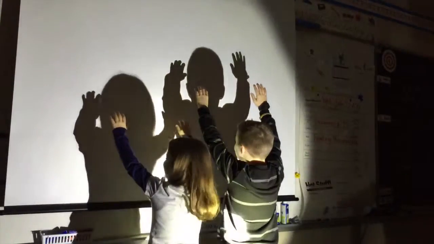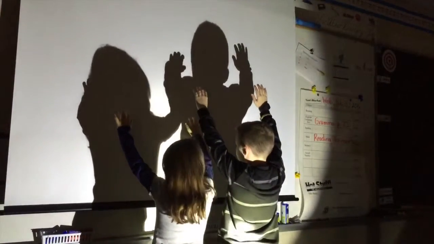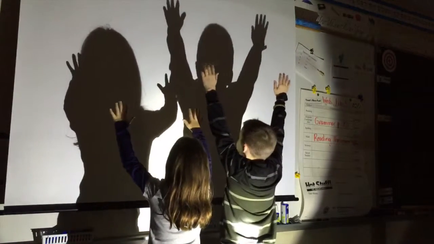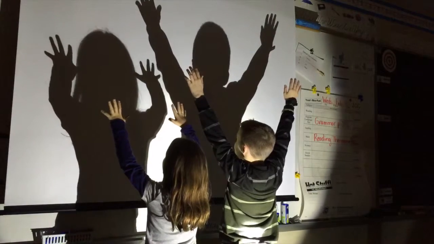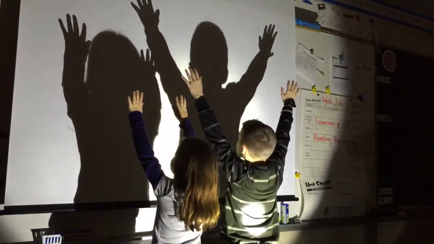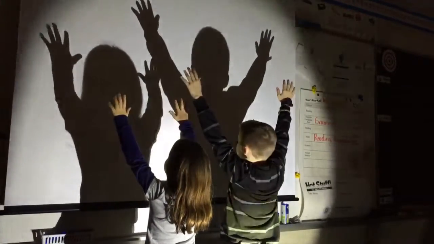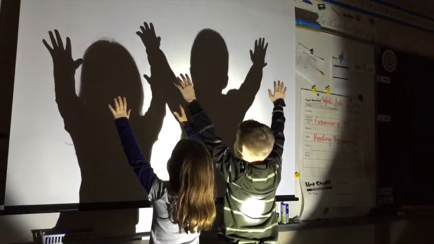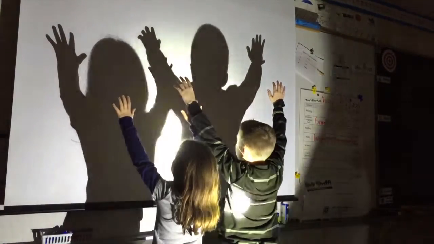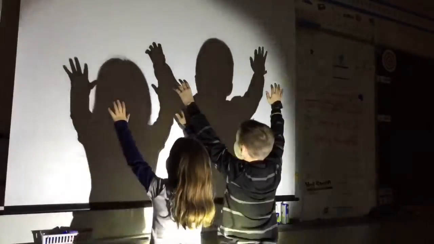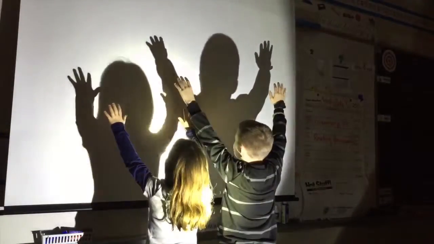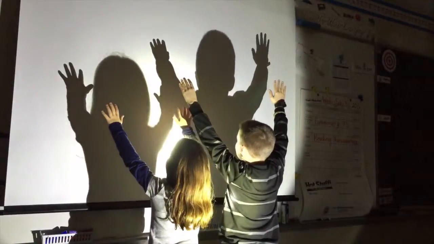Now, shadows, let me ask you a question. Move your hands out a little bit more. Keep them up. Spread them out. Shadows, do you need a light source? Yes. Do you need a bunch of objects or just one? Just one. And do you need a surface? Yes.